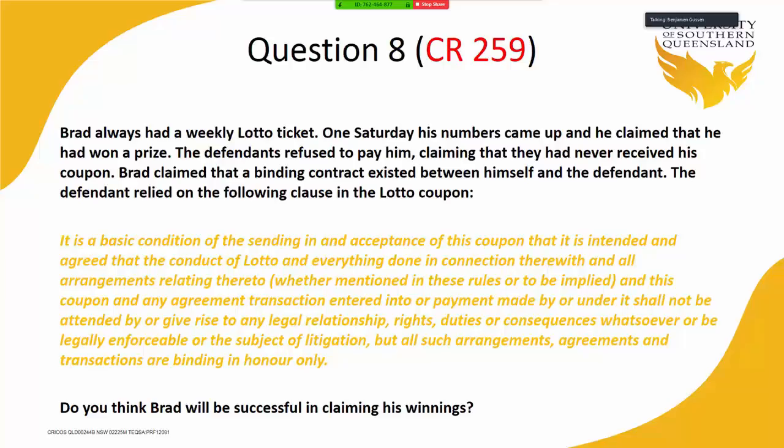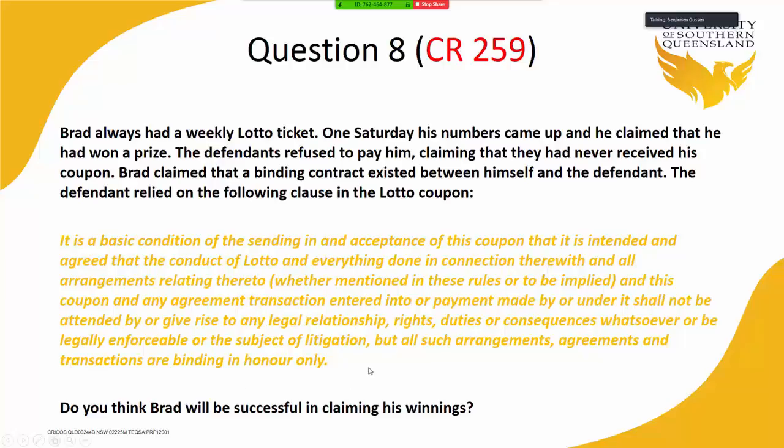So here's the idea. He purchased a lotto ticket. And the numbers came up, so he won a prize. The company is saying, we're not obliged to pay you anything. What do you think? Because of what? So which part of all of this jargon are they relying on, really? What's the key word or phrase that they're relying on in all of that?